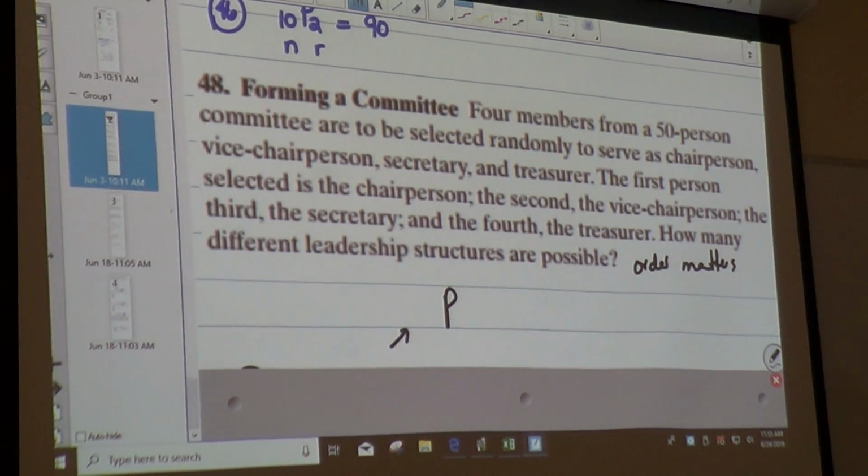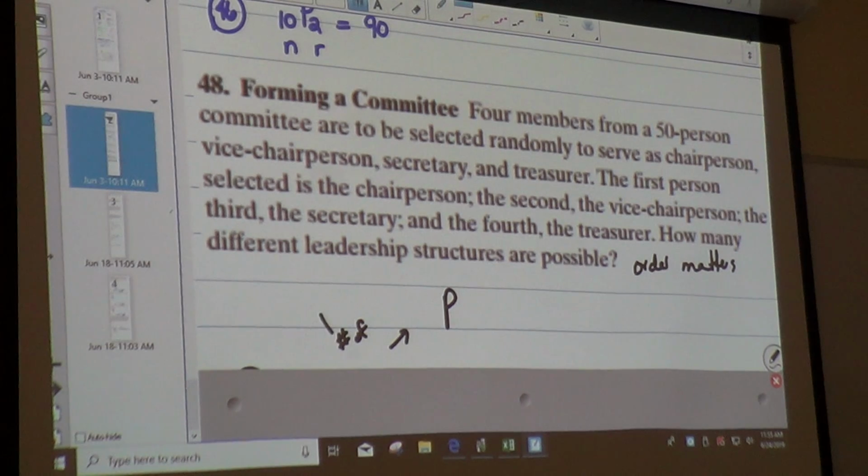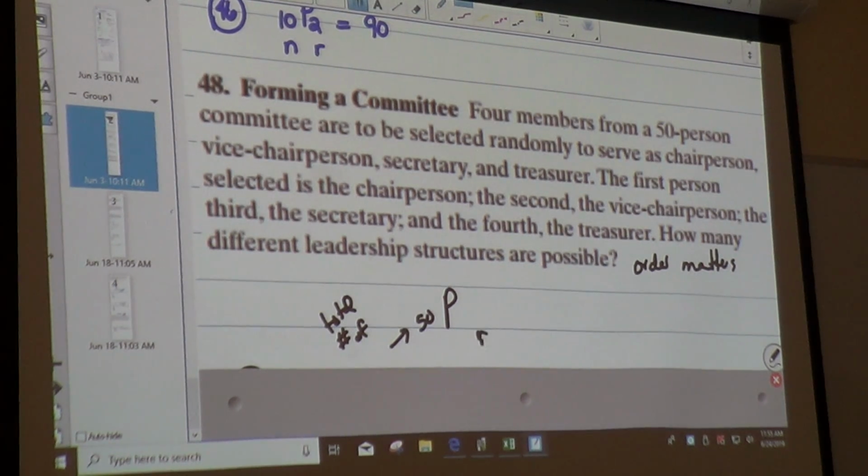The first number is the total number of people that I have in the room. So how many total people do I have in the room? 50. And how many people am I picking from, or picking out of that room? 4.